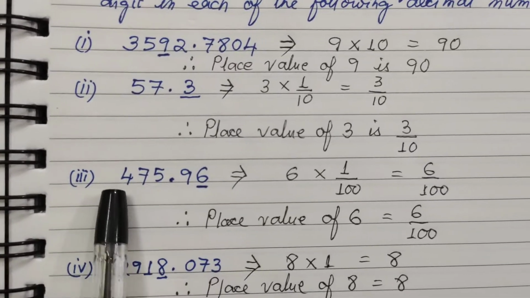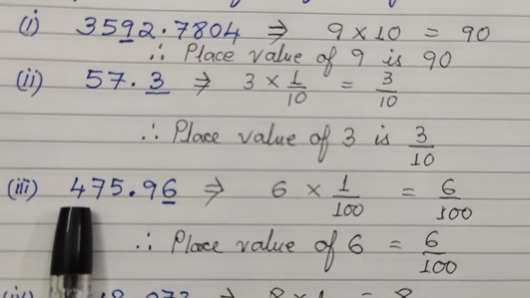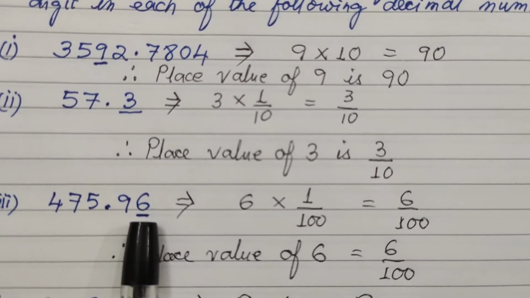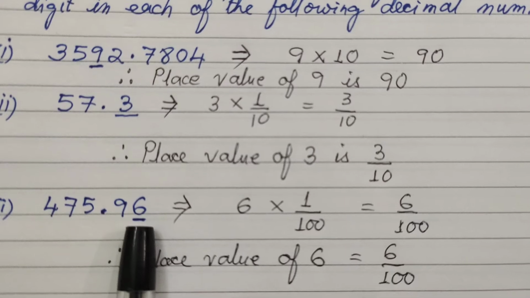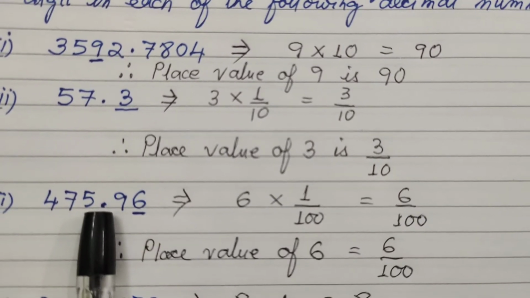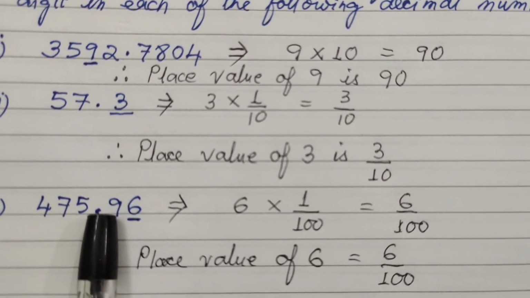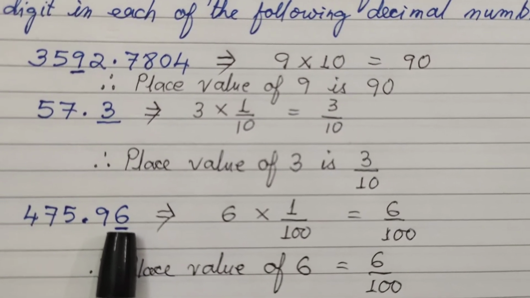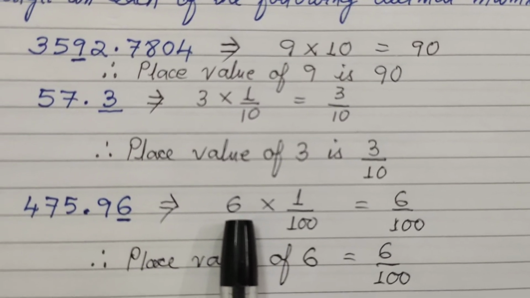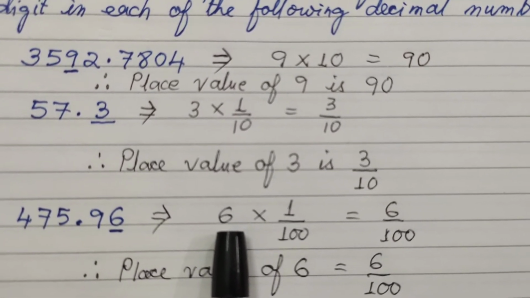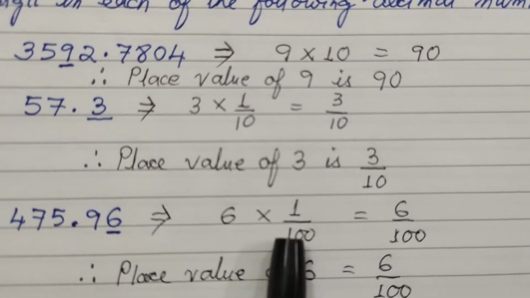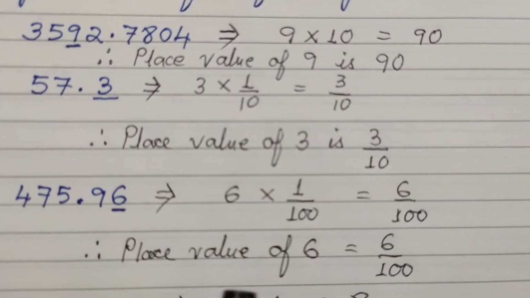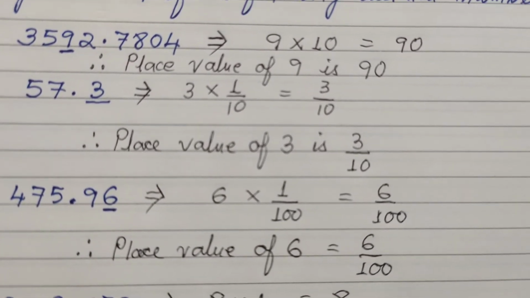The next question: the number is 475.96. 6 is underlined here. That means they want us to find the place value of 6. Now 6 is in which position? See, after the point towards the right side, the first position is 10th, the second position is 100th. 100th means 1 by 100. When you want to find the place value of 6, you have to multiply it with the position in which it is. So it is in the 100th position, so 6 into 1 by 100 is 6 by 100. So the place value of 6 in this particular number is 6 by 100.